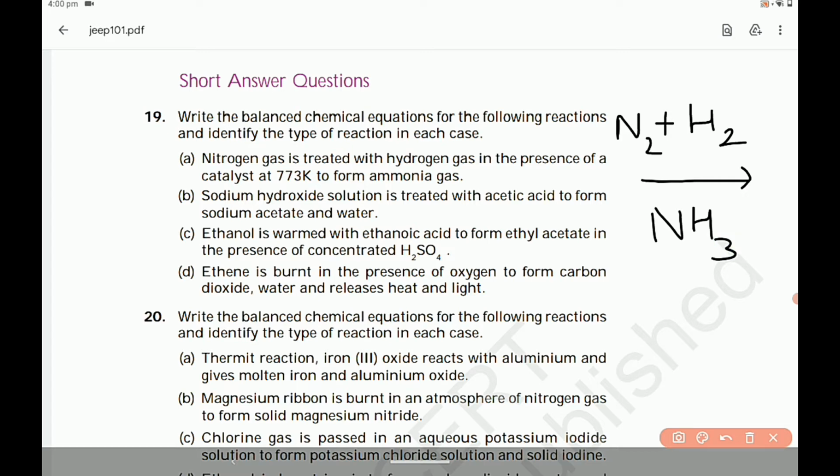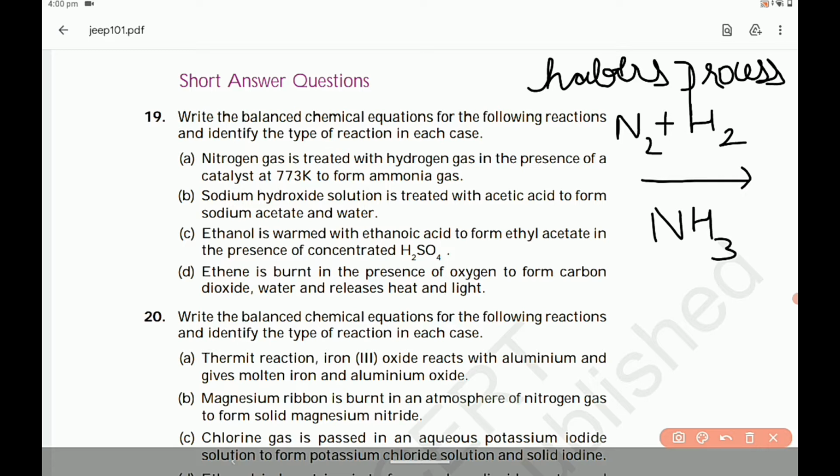Okay, so this is a very special type of reaction. It is also called Haber's process. A piece of information: Haber's process. This is a very important one; in the future we'll be learning about it.